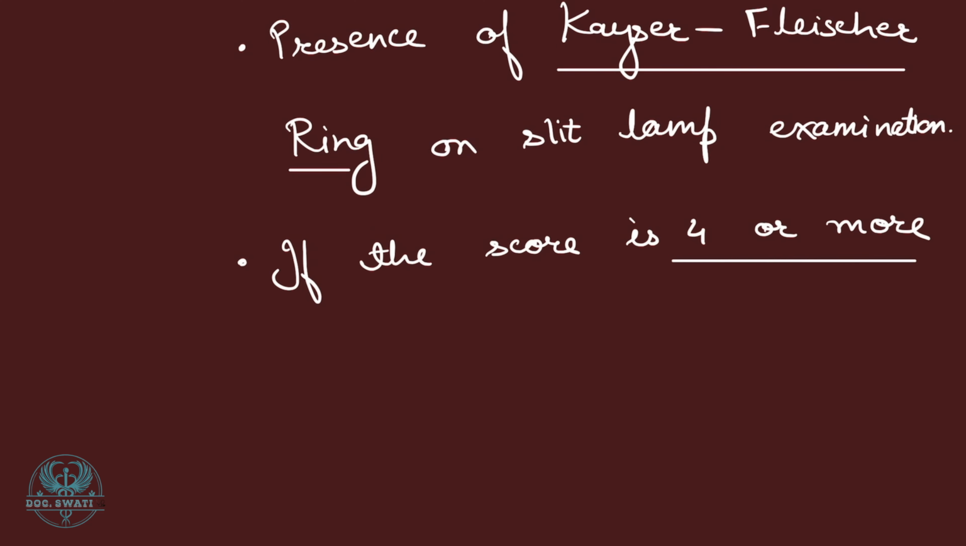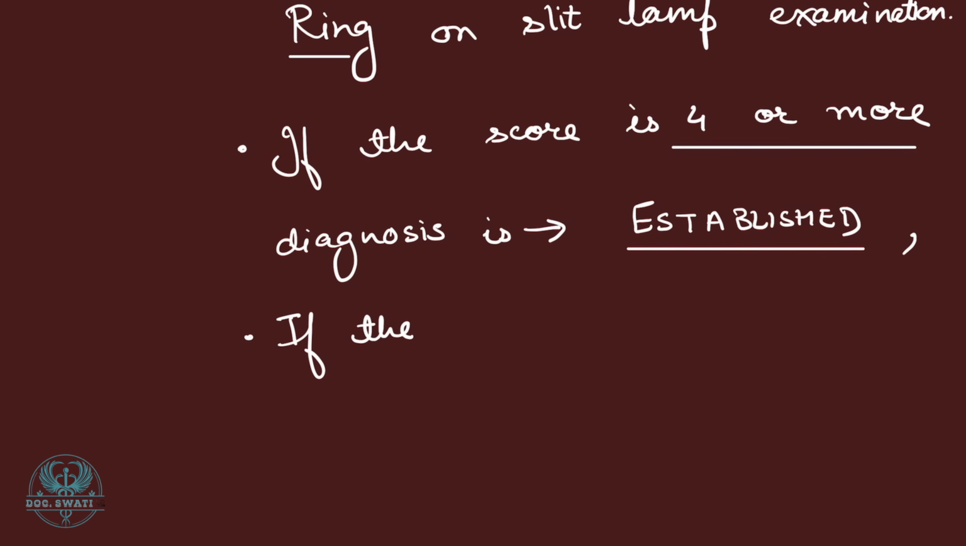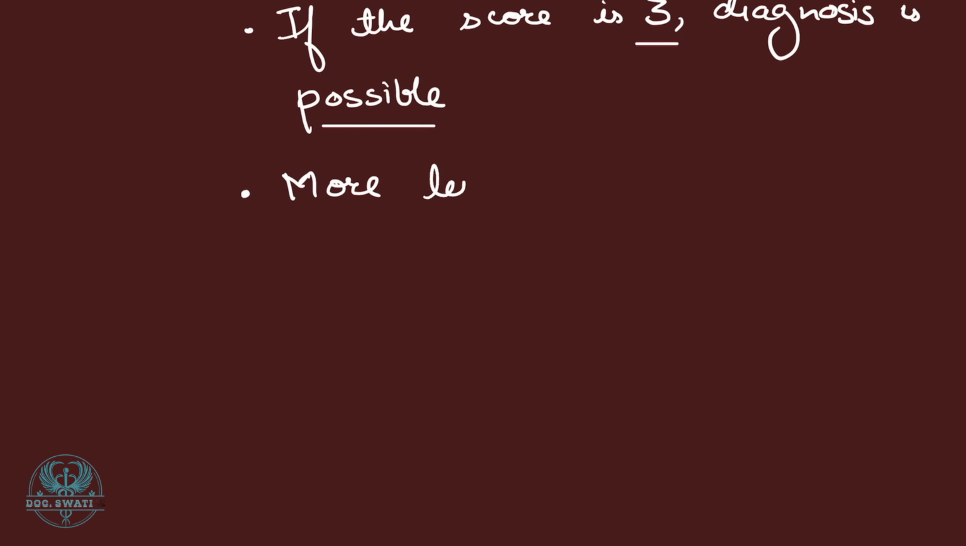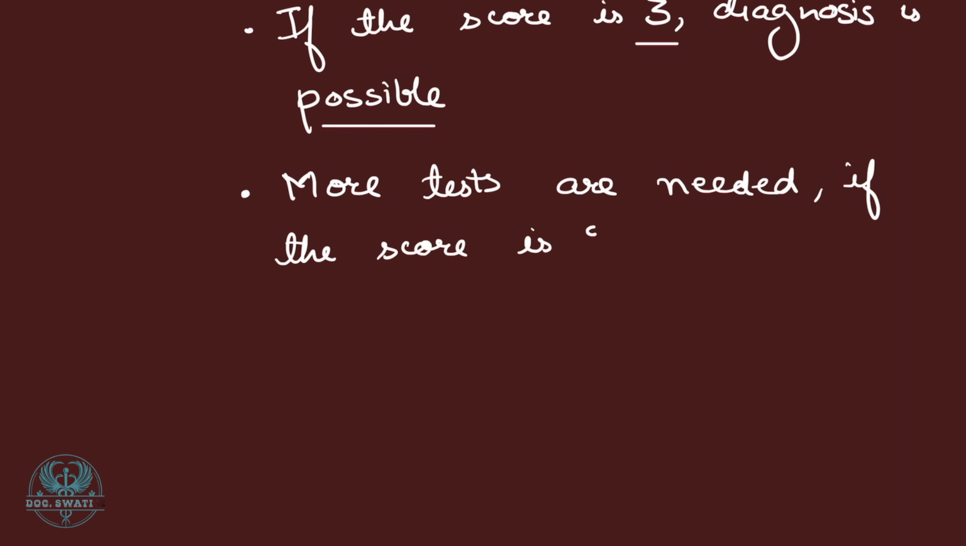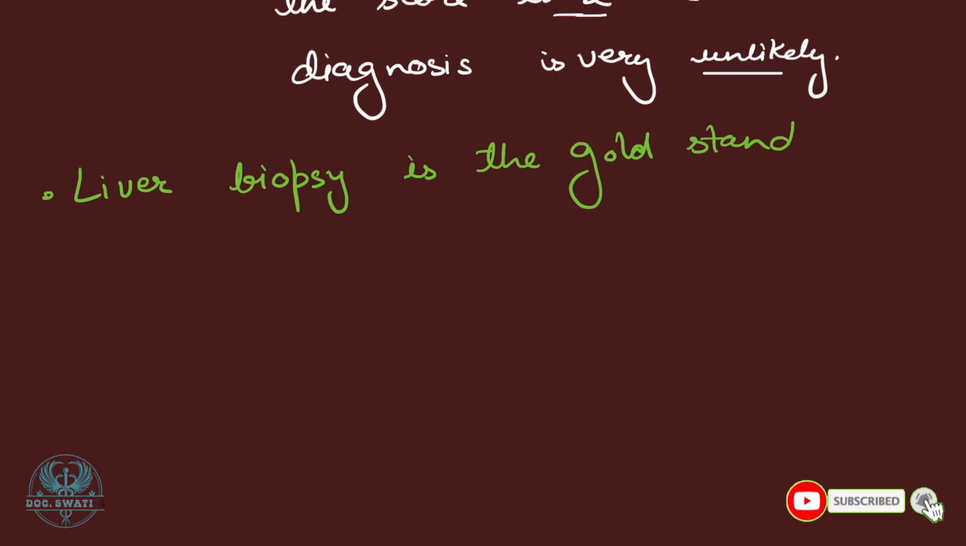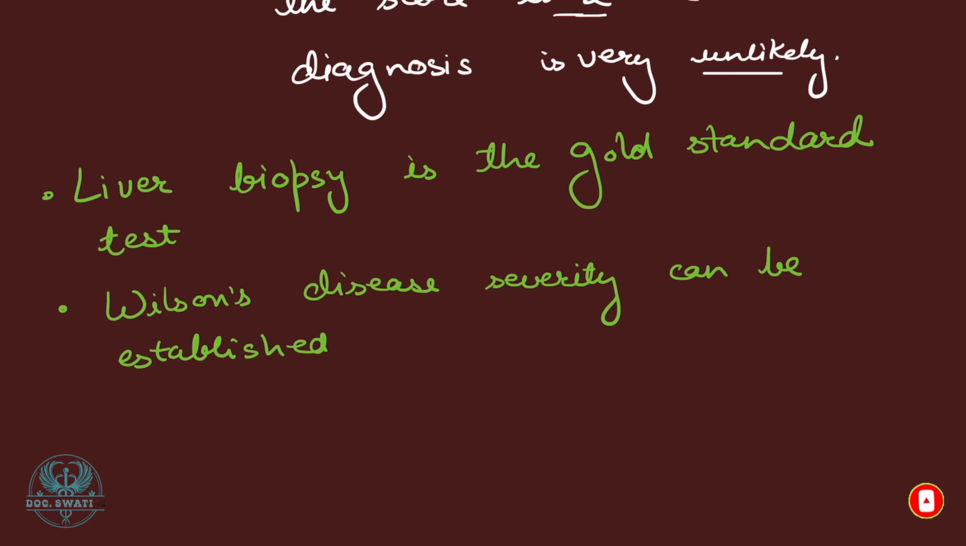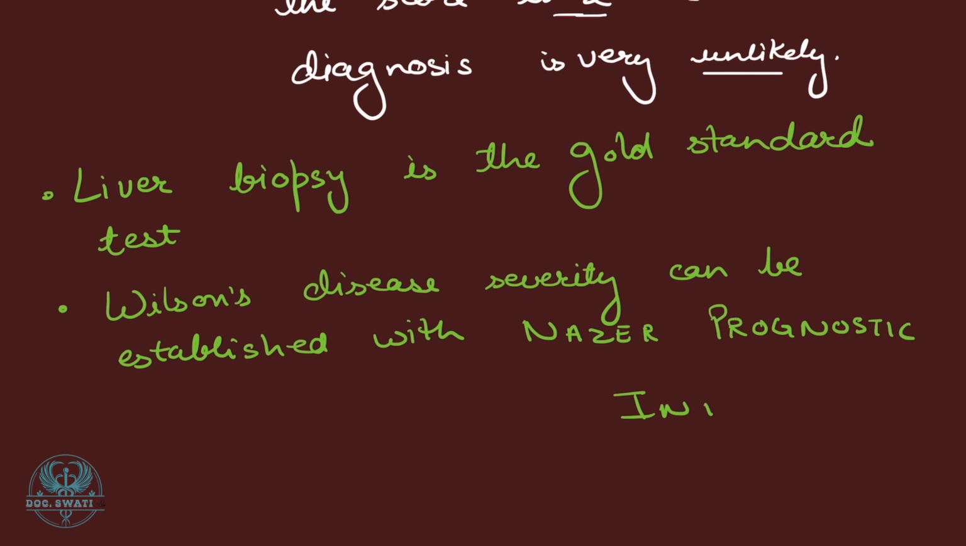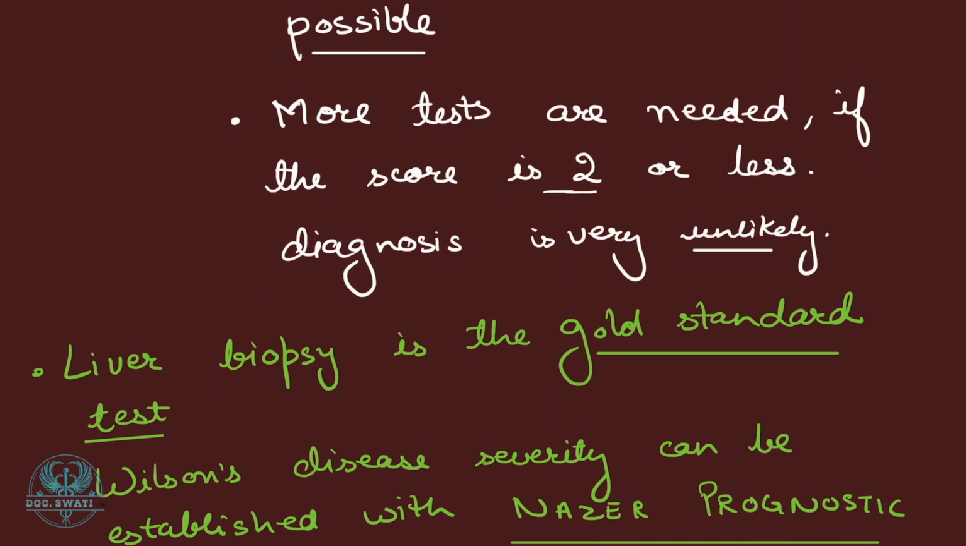If the score is 4 or more, diagnosis is established. If the score is 3, diagnosis is possible. If the score is 2 or less, diagnosis is very unlikely. Liver biopsy is the gold standard test. Wilson's disease severity can be established with the nasal prognostic index.